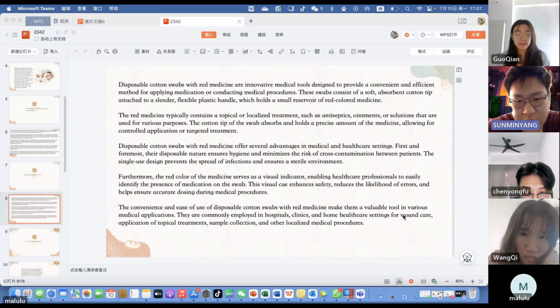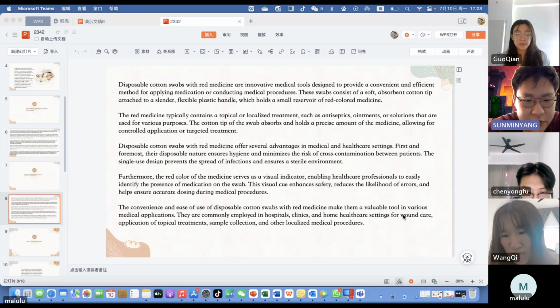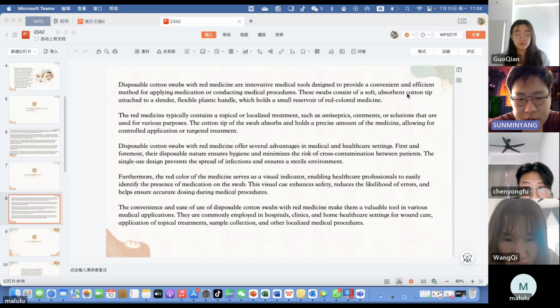The cotton tip of the swab absorbs and holds a precise amount of medicine, allowing for controlled medication or targeted treatment. These dissolvable cotton swabs with medicine offer several advantages in medical and healthcare settings. First and foremost, their dissolvable nature ensures hygiene and minimizes the risk of cross-contamination between patients. The single-use design prevents the spread of infections and ensures a sterile environment.